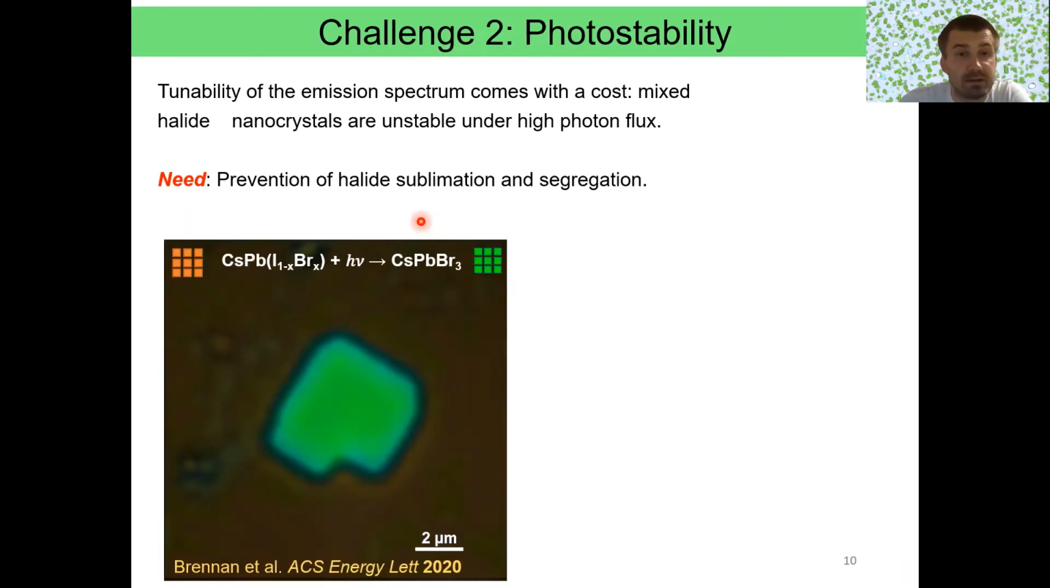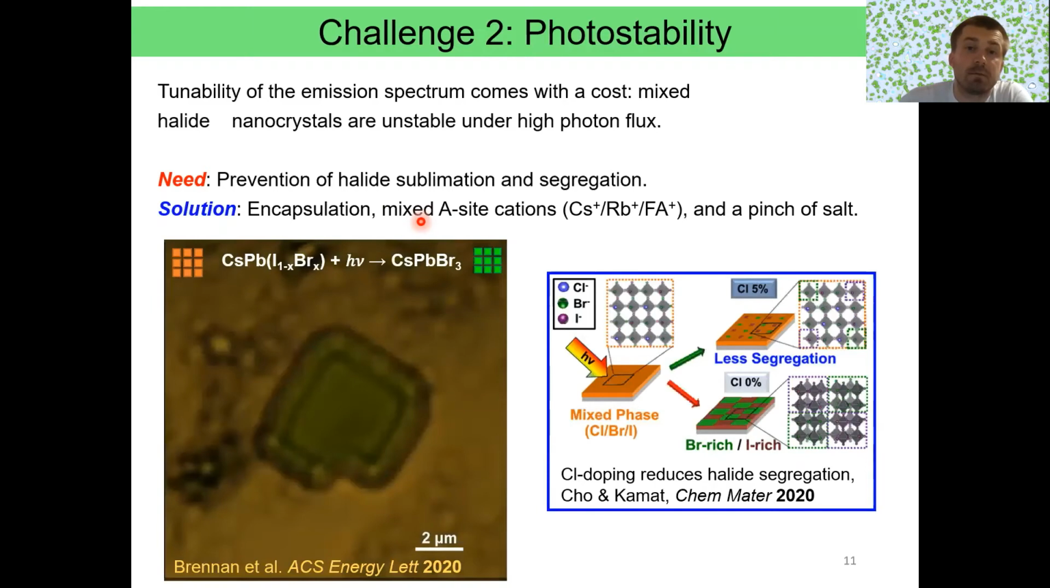So how to prevent this type of process? Here I would argue we can learn a lot from the community of mixed halide thin film perovskite researchers, where tricks like mixed A-site cations have been used, and as recently reported by the Kamat group, for example, a pinch of salt, a small amount of chloride, can enhance the activation energy barrier for halide migration, thus preventing halide segregation.